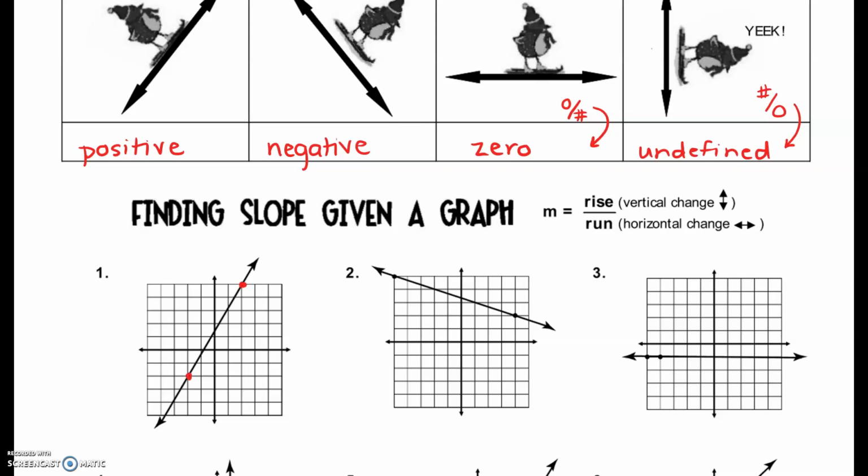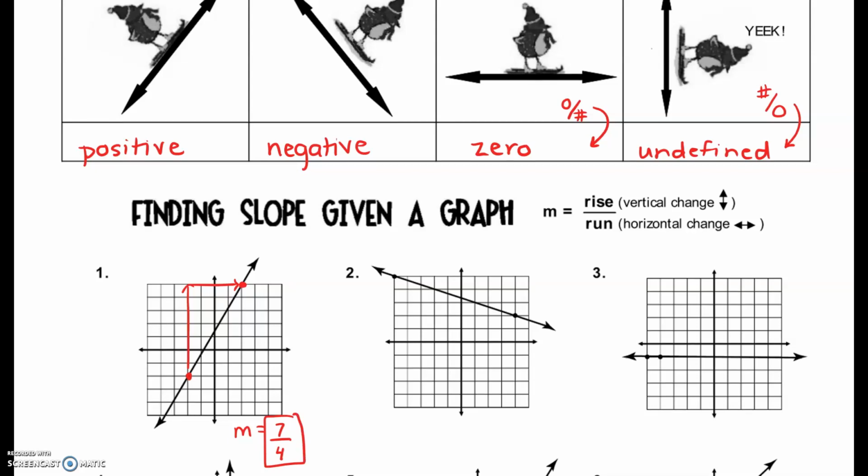And basically, we want to count how many units it takes to go up to get to this point. If I do that, I get 1, 2, 3, 4, 5, 6, 7. So I will say M equals, the top number is 7. And then I want to count how many units it takes to go to the right. That would be 1, 2, 3, 4. So the slope of this line would be 7/4. That cannot be reduced, so that would be my final answer for the slope of this line.